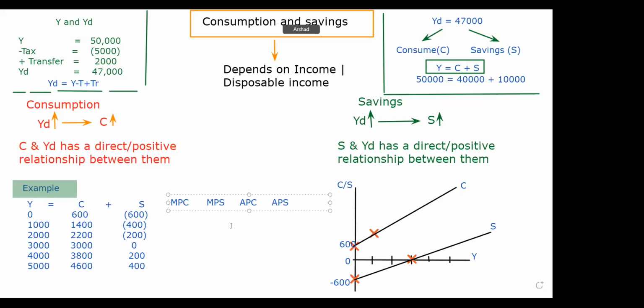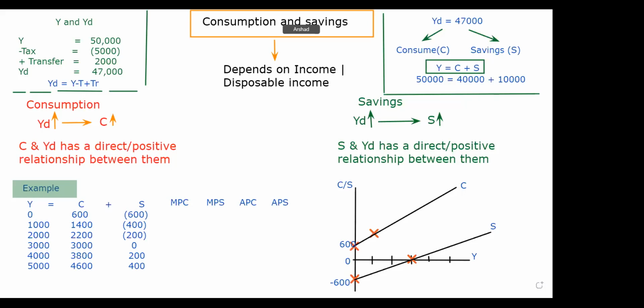This is very, very highly tested. If you look at your questions, most questions will be talking about this. So I'll explain what this means. In very simple terms, MPC means when your income changes, how much of it are you consuming? So if your income increases by 1 rupee, how much is your consumption increasing by? That is what MPC means, marginal propensity to consume. I'm hoping you all have some idea and you're not learning this for the very first time, because this is not the approach I will take. I'm just summarizing things.